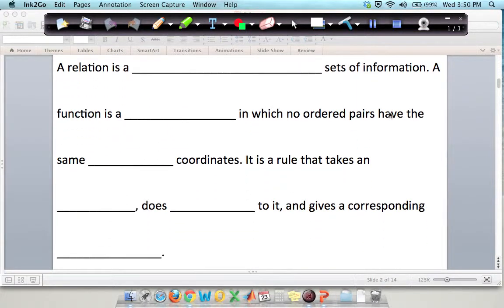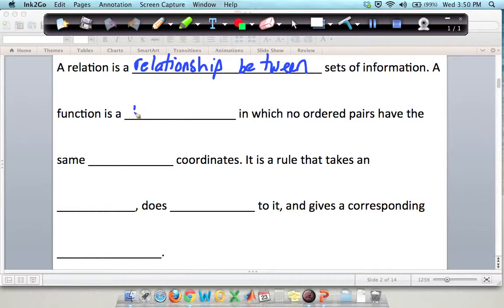So before we talk about a function, let's talk about a relation. And a relation is a relationship between sets of information. For example, how many gallons of gas you get, and then what your cost is going to be for that. That's a relationship between number of gallons and your total bill.